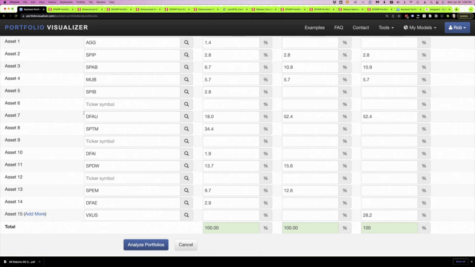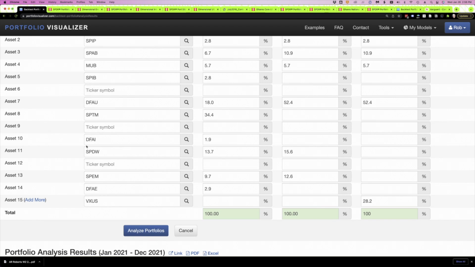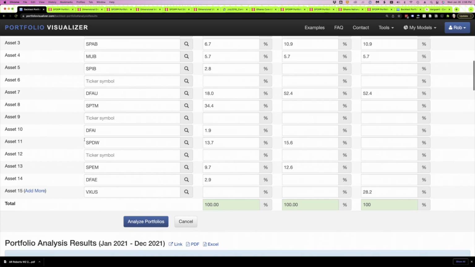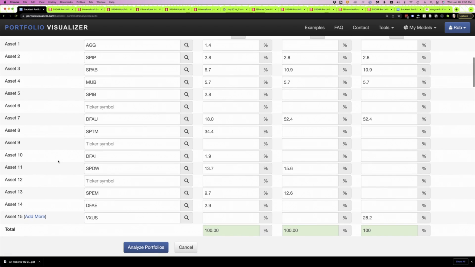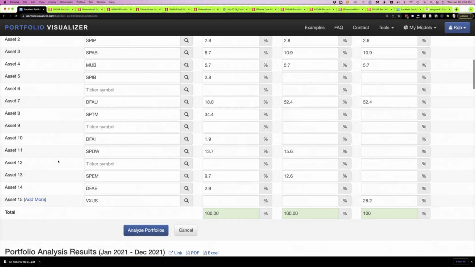All right. Then we have 2 U.S. stock funds. We have 2 international stock funds. And then we have these 2 here are emerging markets. VXUS is not in the portfolio. I'm going to use it for another purpose we'll get to in a minute. So I've grouped them together.